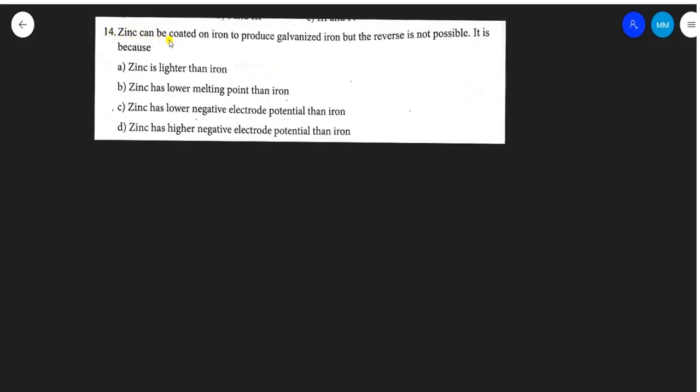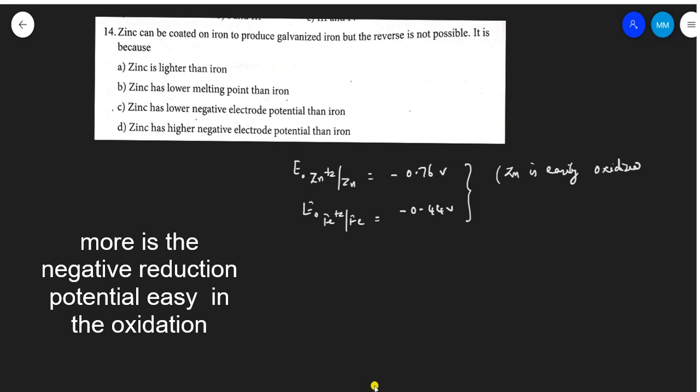Question number 14. Zinc can be coated on iron to produce galvanized iron, but the reverse is not possible. It is because in the electrochemical series, the reduction potential of zinc, Zn2+ to zinc, is given as minus 0.76 volt. The reduction potential of iron is given as minus 0.44 volt. So this means zinc is easily oxidized; the more negative the potential, the easier it is to oxidize. This is from the electrochemical series.